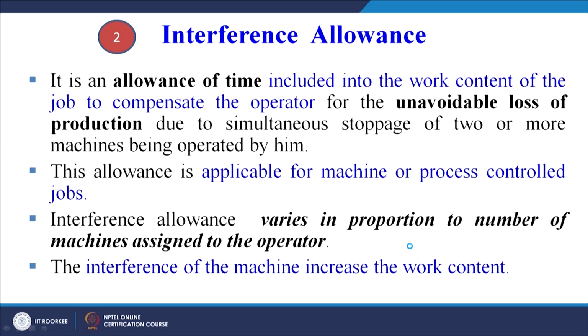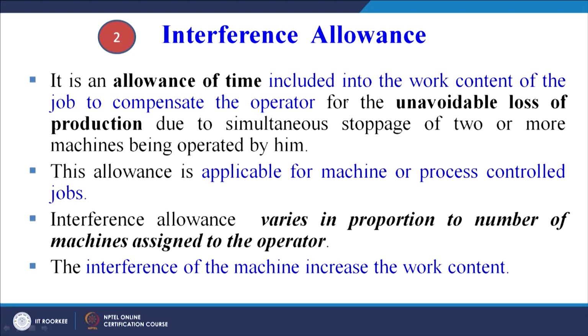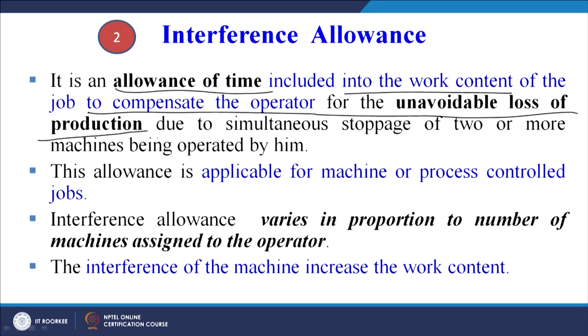Then the second one is the interference allowance. The first one was the relaxation allowance, the second one is the interference allowance. Interference, as we know, means we would not like to interfere in anybody else's work. That is the basic meaning of interfere. So let us see what the interference allowance is. It is an allowance of time included in the work content of the job. Why is this allowance of time included? To compensate the operator for the unavoidable loss of production due to simultaneous stoppage of two or more machines being operated by him.